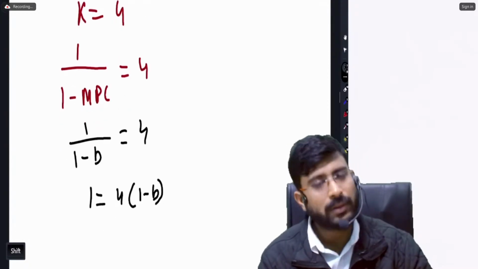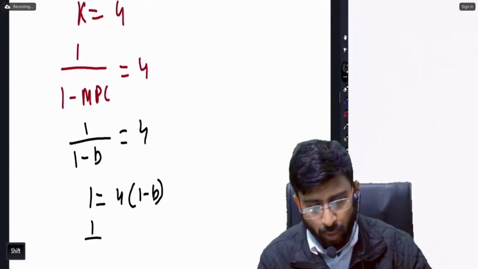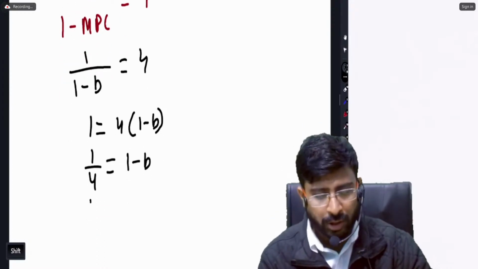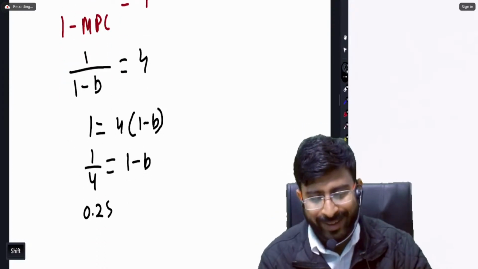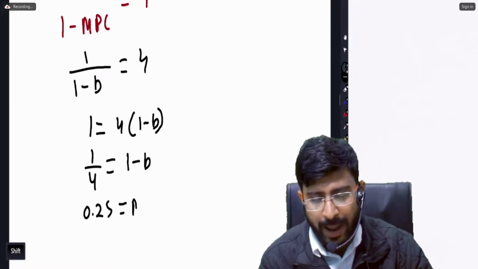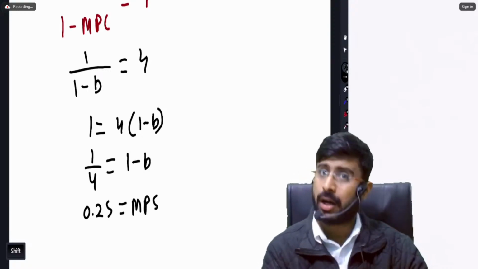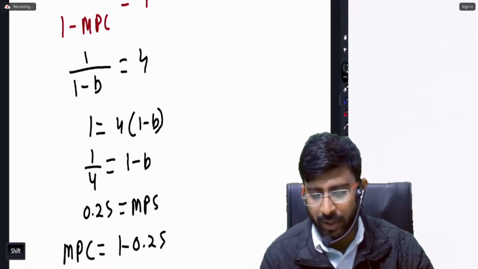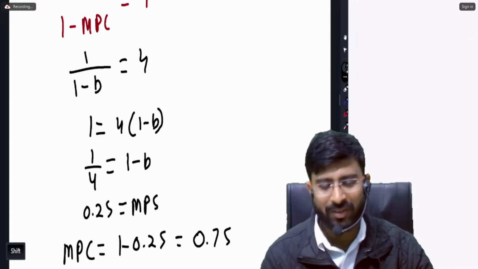Sir, we do agree. So if I send 4 here, it becomes 1 minus B equals 1 by 4. Now 1 by 4 is 0.25 and 1 minus B is MPS. So sir, MPC is 1 minus 0.25, that is 0.75.